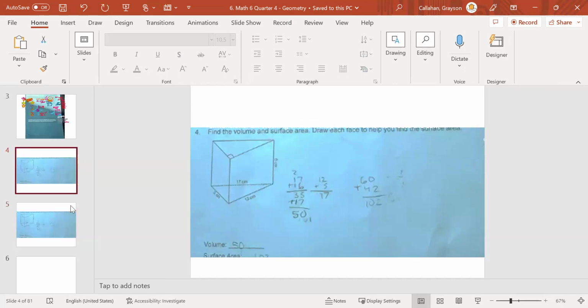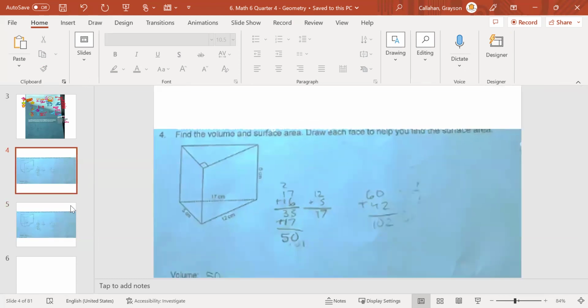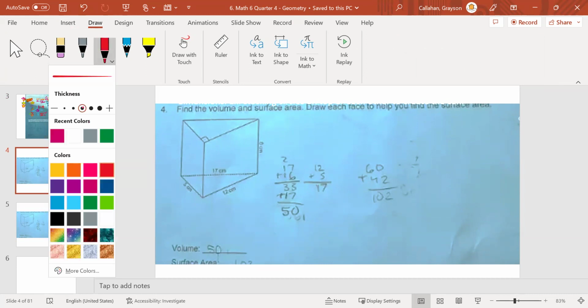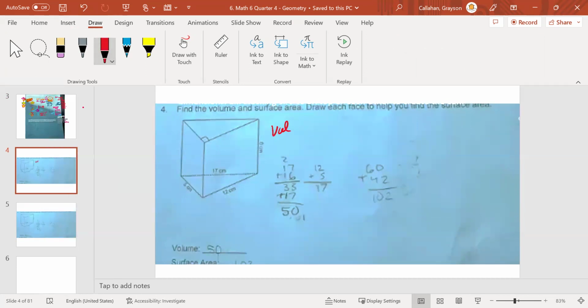All right, let's take a look at number 4. You can go back to the other one, okay? But I have to get going soon. So what does it ask you to do? Find the volume and surface area. Draw each face to help you find the surface area. I'm gonna tell you right now, the volume is easier to find. What shape is this? Triangular prism, right?